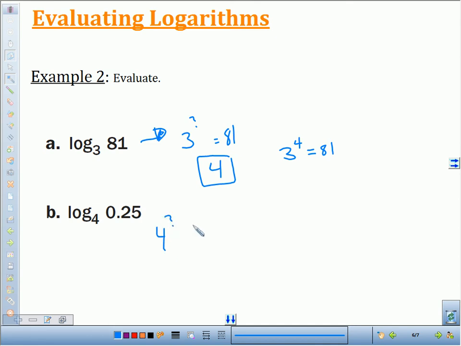4 to what power gives me 0.25? And 0.25, if you're not aware of it, is 1/4. So I'm going to erase 0.25 here and put 1/4. So again, I ask myself, log base 4 of 0.25, what power do I raise 4 to get it to become 1/4? And the answer to that is -1, because we took the reciprocal. 4 to the negative first power is 1/4. So the log base 4 of 0.25 is -1.